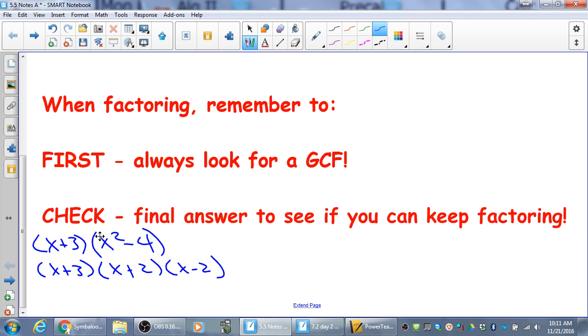x minus 2. In other words, can you keep going? You have to factor completely. Now, where does that come from? If you have 12 and I say find the prime factorization, that's essentially what you're doing. You find the prime factors.